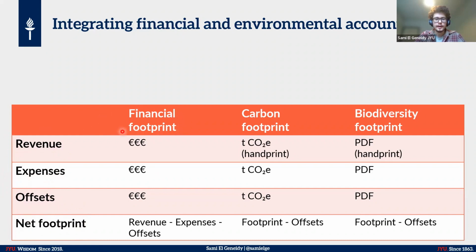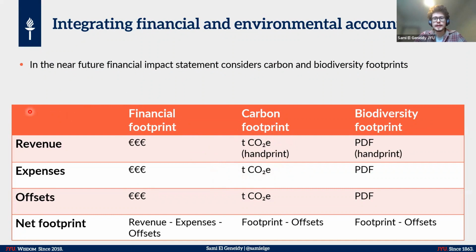Here we have the financial footprint as it is, with the revenue and expenses. However, we could also have the carbon and biodiversity footprint included. And what's more interesting is that we could perhaps at some point also include the handprint. This is especially important for universities, because what we get our revenue from is basically the research and education that we do. So what could be the handprint of those? And then of course, the things that we consume, the expenses, have these footprints.